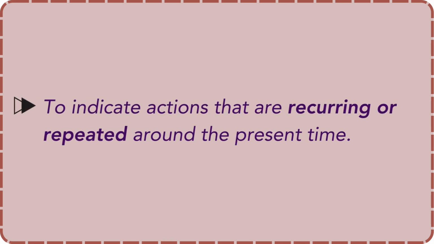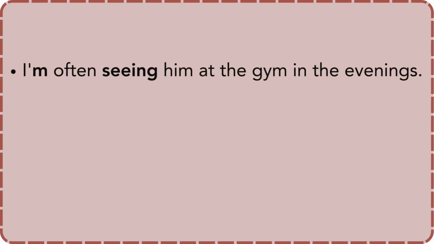Another usage for present continuous is that the present continuous tense is used to indicate actions that are recurring or repeated around the present time. This usage suggests that the action is ongoing, habitual, or characteristic of the present period. Here are some examples to illustrate this usage. I'm often seeing him at the gym in the evenings. In this example, the present continuous am seeing indicates that the speaker frequently encounters him at the gym during the evenings, suggesting a habitual occurrence around the present time.